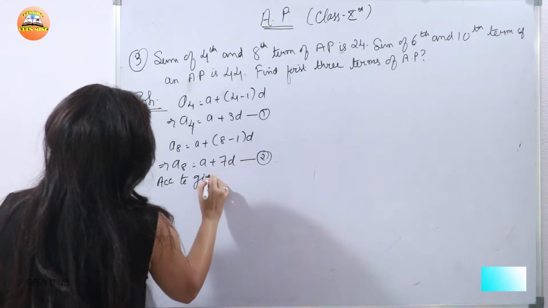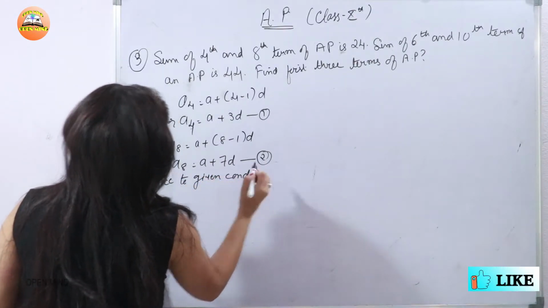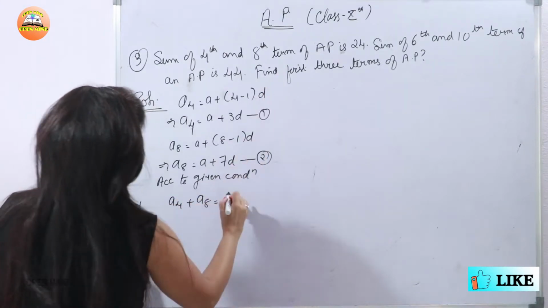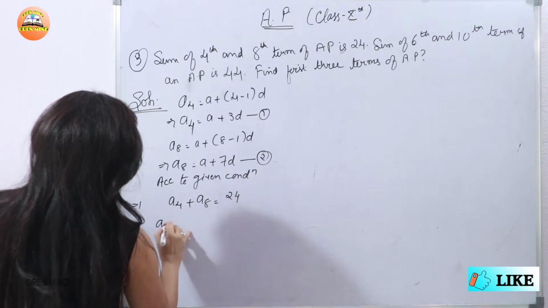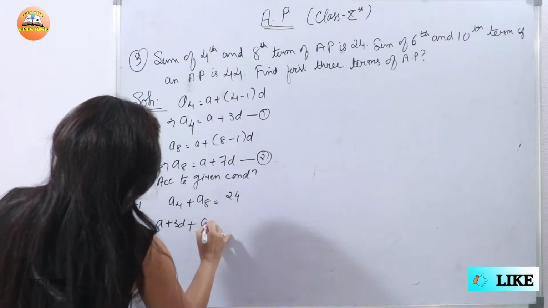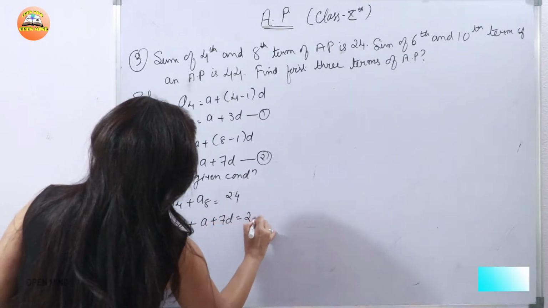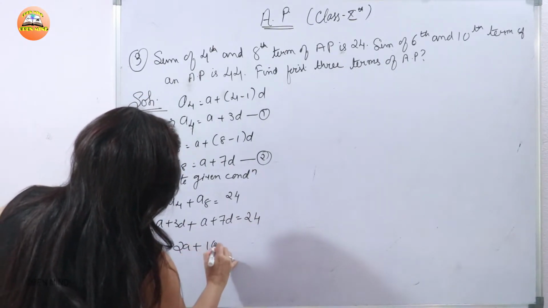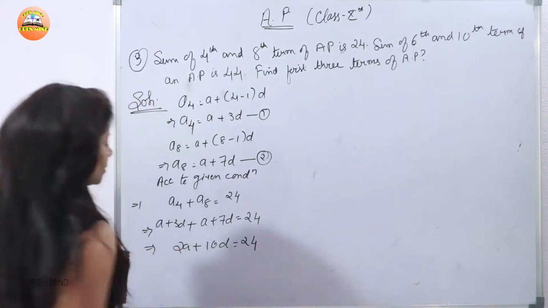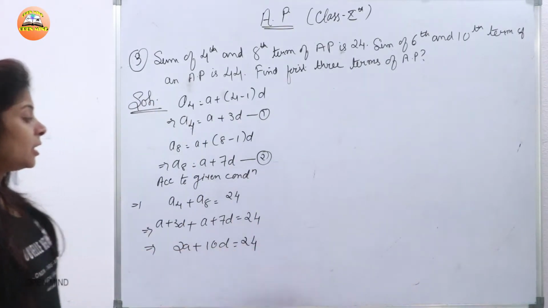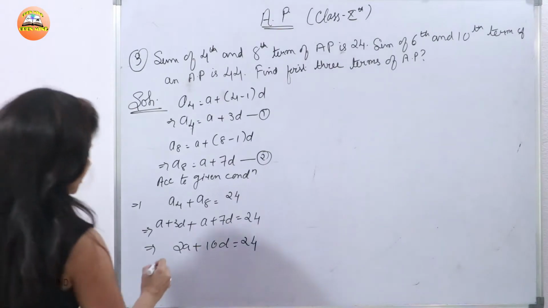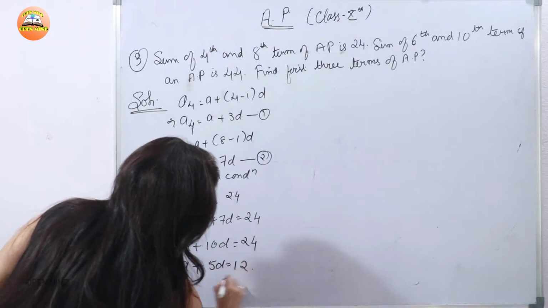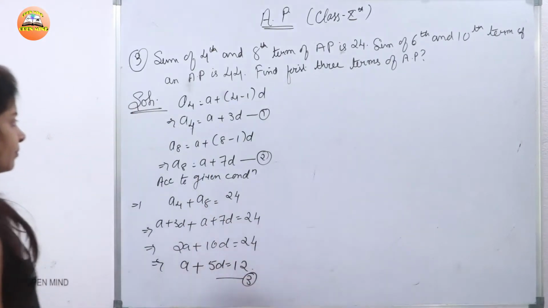According to the given condition, a4 plus a8 is equal to how much? 24. So what is a4? a plus 3d plus a plus 7d is equal to 24. a plus a is 2a. 2a plus 10d is equal to 24. Now see, 2 is common in everything, so we can divide the entire equation by 2. So that is a plus 5d is equal to 12. Put it as equation number 3.